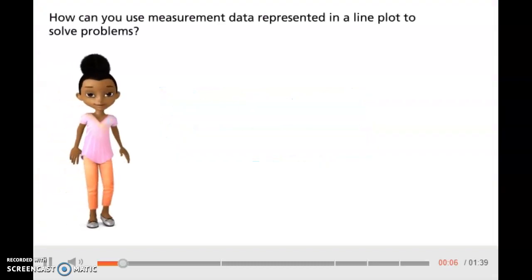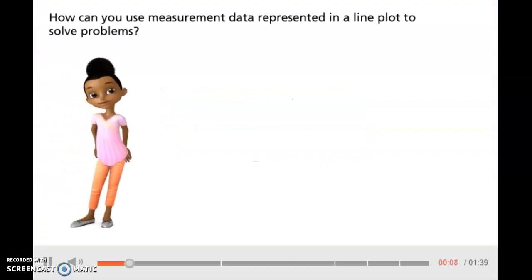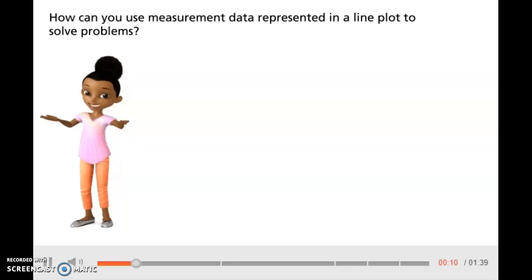Can you use measurement data represented in a line plot to solve problems? Let's find out.